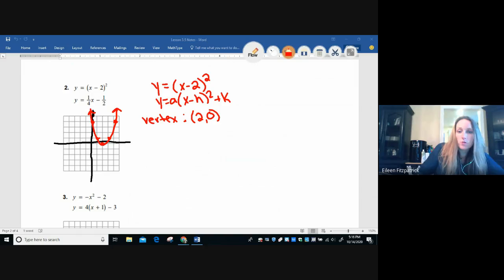Okay, and the other equation appears to be linear, so let me write it down. Y equals 1/4 X minus 1/2. Hopefully that reminds you of y equals mx plus b, where your slope, your m, is 1/4, rise over run, and your b, your y-intercept, is -1/2. So I'm going to go down to -1/2 on the y-axis and plot a point. And then the slope is up 1 over 4. So up 1, then over 1, 2, 3, 4.